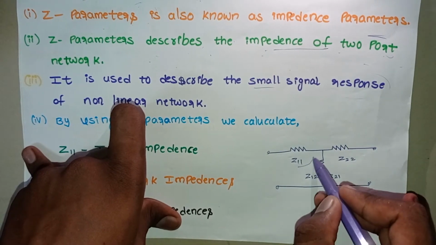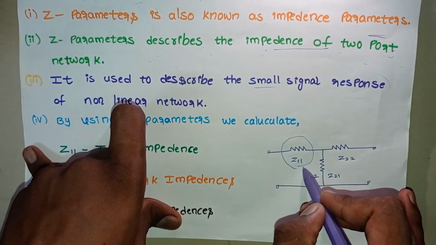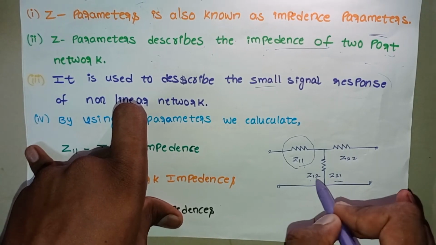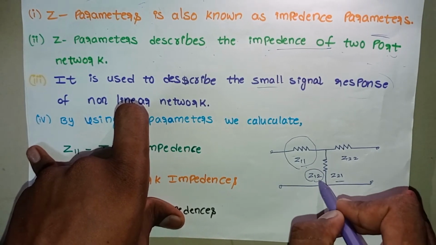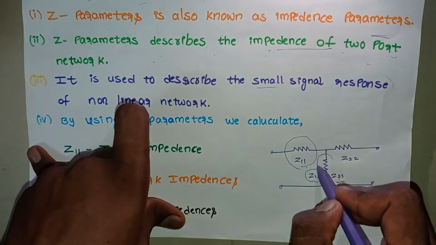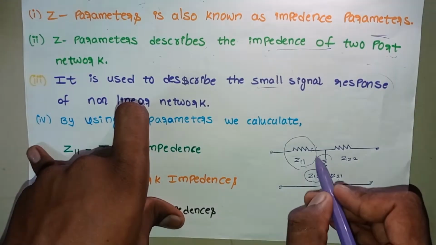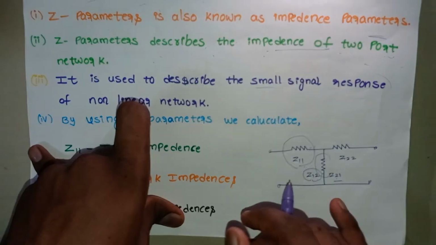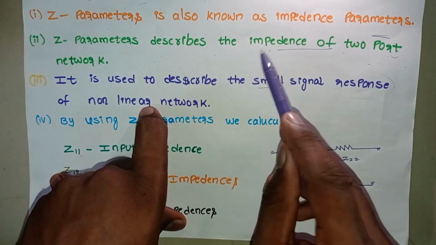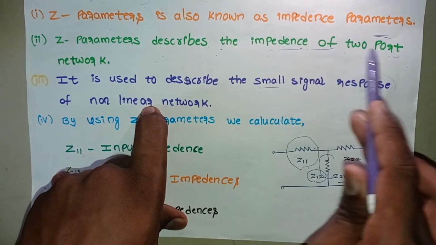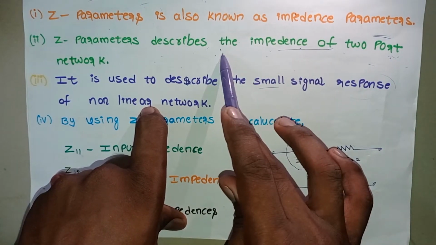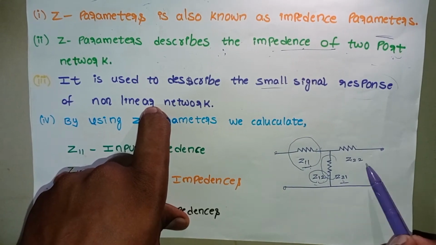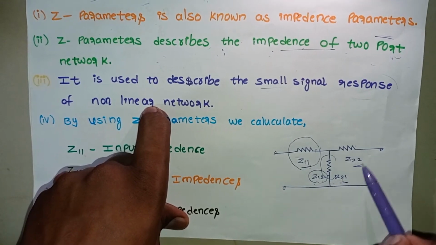Here observe, we have Z11, one impedance is there, Z12, Z21. We can represent Z12 and Z21 as a single resistor, or you can draw two resistors in parallel. That's also a similar way of representation. Here observe, the Z parameter describes the impedance of a two port network. By using the Z parameters we can find Z11, Z12, Z21, Z22.